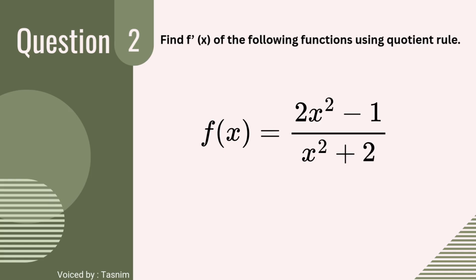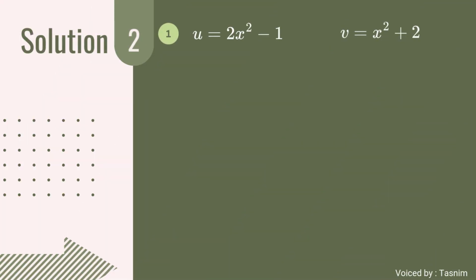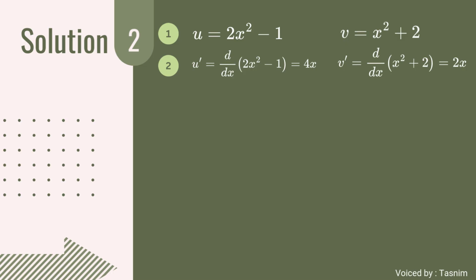First, we know that the top number in a fraction is numerator and the bottom number in a fraction is denominator. Then, we represent u as numerator, which is 2x squared minus 1, and v as denominator, which is x squared plus 2. Second, we find u prime and v prime using power rule, which we need to identify the exponent and then multiply the function by the exponent and reduce the exponent by 1. And we get the differentiate of u and v, which is u prime equal to 4x and v prime equal to 2x.